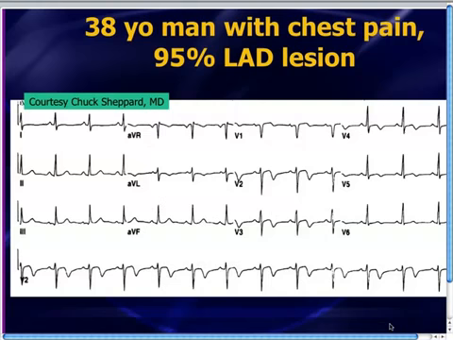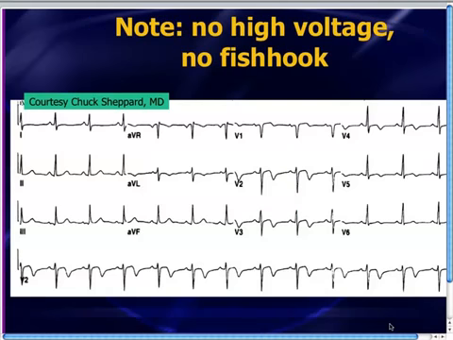When you look at the true Wellens, first of all, you'll notice that there's no fishhook in any of those mid-precordial leads. You also don't see a concave upwards ST segment elevation before the drop. It's just oblique, or sometimes it might be even a little convex upwards before the drop. That's what true Wellens ought to do. So again, no high voltage and no fishhook in true Wellens.